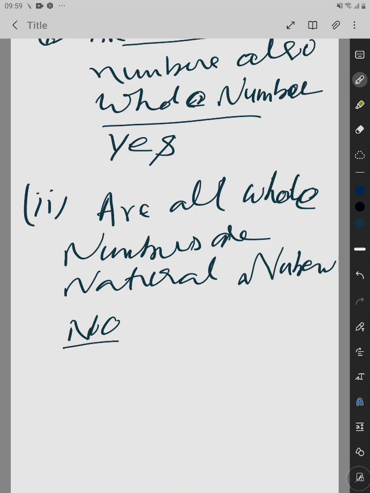Because there is 0, which is a whole number but not a natural number. Except 0 everything is there, but as per this concept, the answer of this question is no. Okay, so there is no doubt.